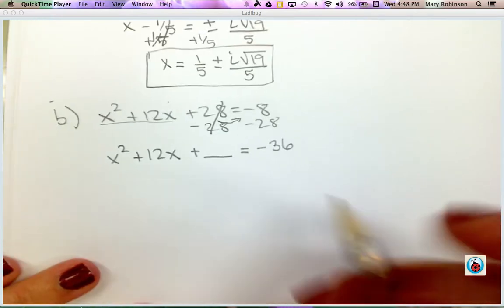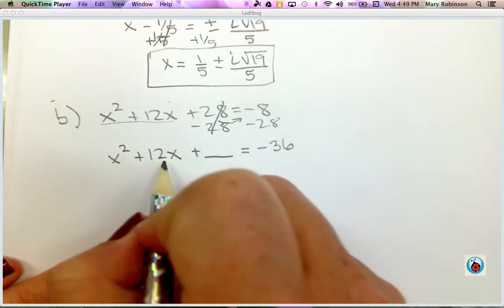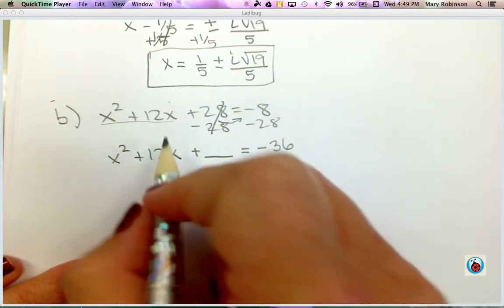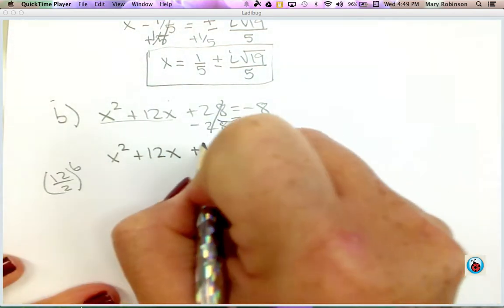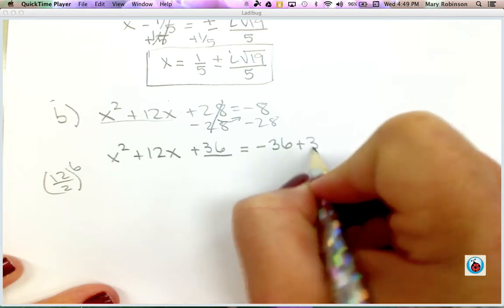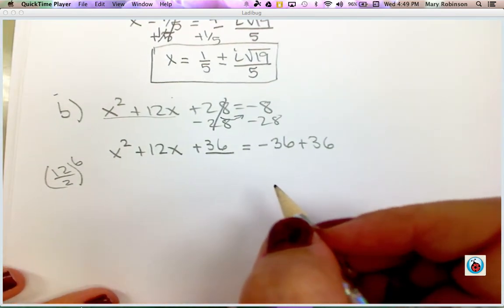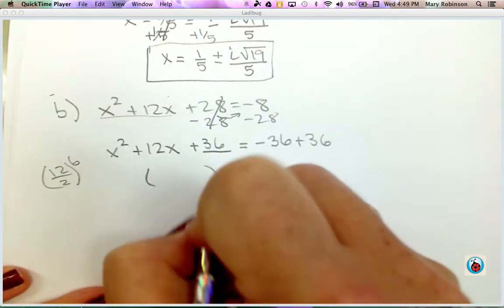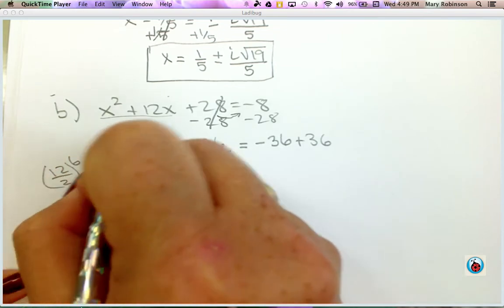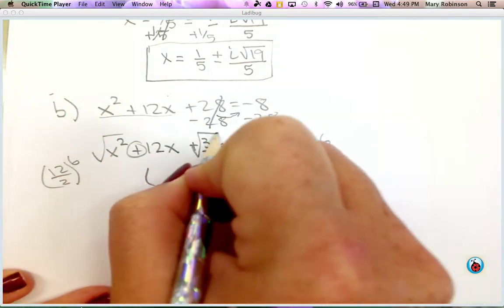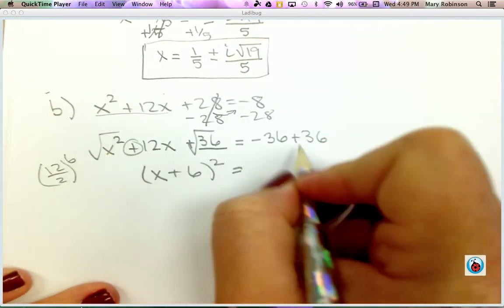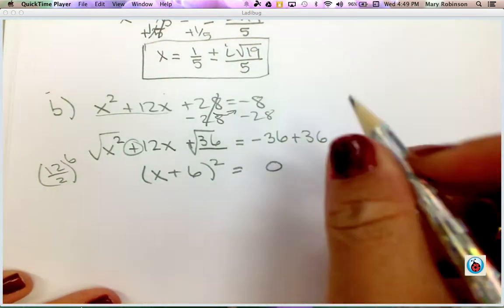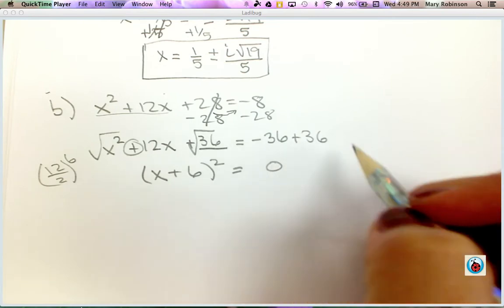Okay? So now we take half of b and square it. So half of 12 is 6. So I'll do it over here. Half of 12 is 6. 6 squared is 36. So I'm going to add 36 to both sides. My next step is to factor that perfect square trinomial. So I have square root, keep the sign, square root. That's where the x plus 6 comes from. But it equals 0. Negative 36 plus 36 is 0.